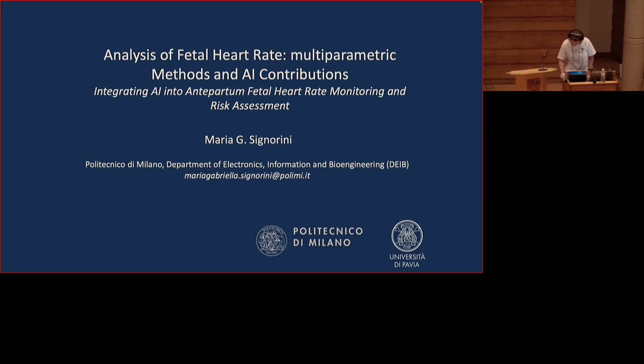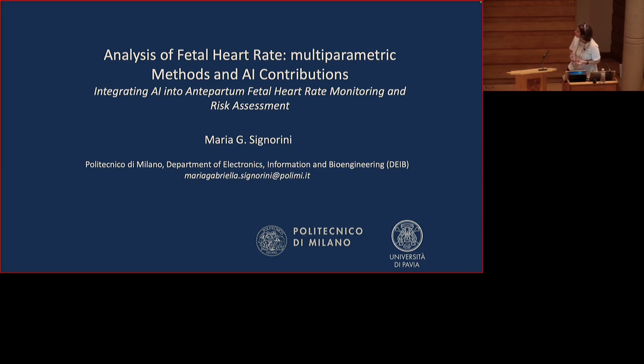And today the topic will be always the analysis of fetal heart rate. You know, many of you know that I'm working on CTG signals, measured antepartum. We decided many years ago to go in this direction because the signals are cleaner with respect to intrapartum, and to evaluate some differences they offer higher quality.